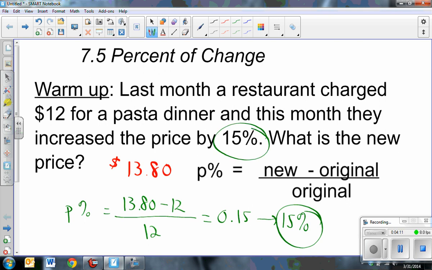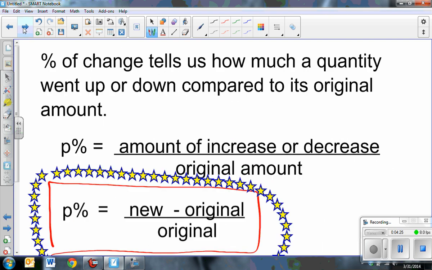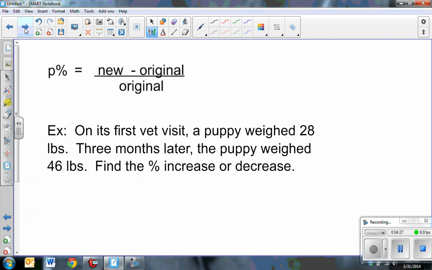Okay, so it's very simple. New minus original over original. Okay, can you remember that N comes before O in the alphabet? So it's new, N minus O divided by O. All right? Okay, let's do just a couple of problems. We just have a quick video today.